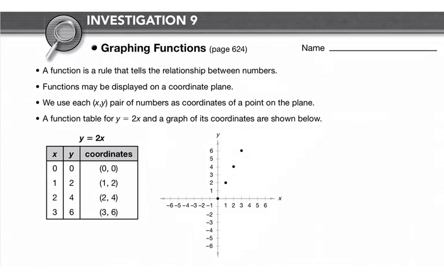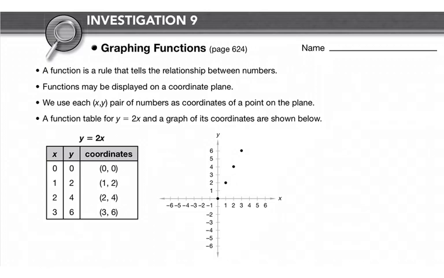A function is a rule that tells the relationship between numbers. We've done functions in one of our past lessons, and so we're going to take it to the next step. We're going to do graphing of our functions. We can graph them on a coordinate plane, and we use an XY pair of numbers as coordinates of a point on the plane. So the first number is always X and Y is the second number. And sometimes they'll name it other letters, but it still is the same idea.